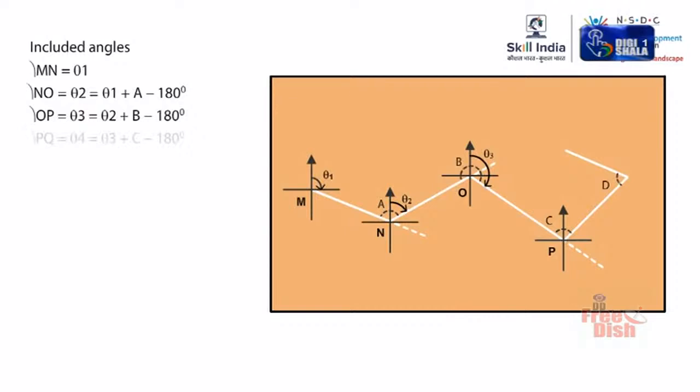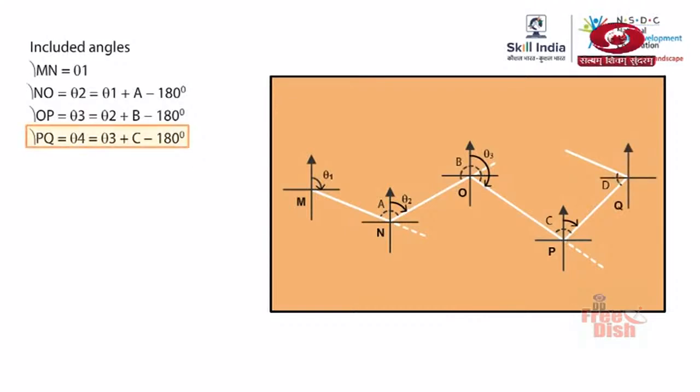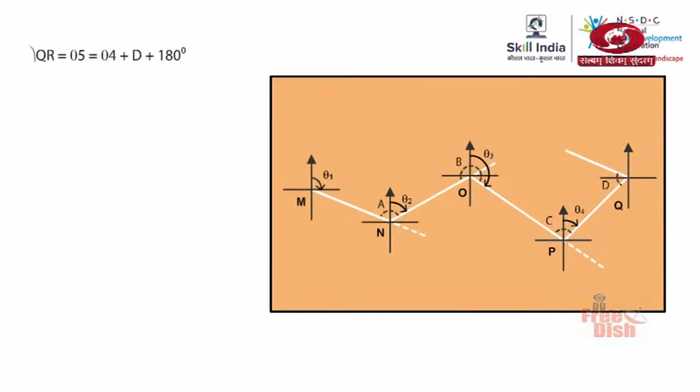In the same way, the bearing of the next survey line PQ, that is theta 4, is equal to theta 3 plus C minus 180 degrees. However, to compute the bearing of the survey line QR, that is theta 5, we have to use the formula theta 4 plus D plus 180 degrees.